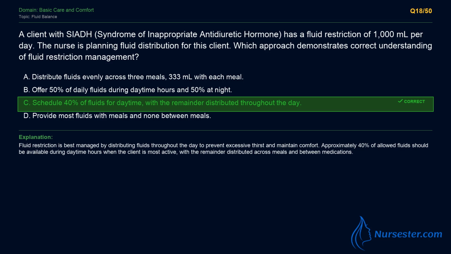The correct answer is C. Fluid restriction is best managed by distributing fluids throughout the day to prevent excessive thirst and maintain comfort. Approximately 40% of allowed fluids should be available during daytime hours when the client is most active, with the remainder distributed across meals and between medications.